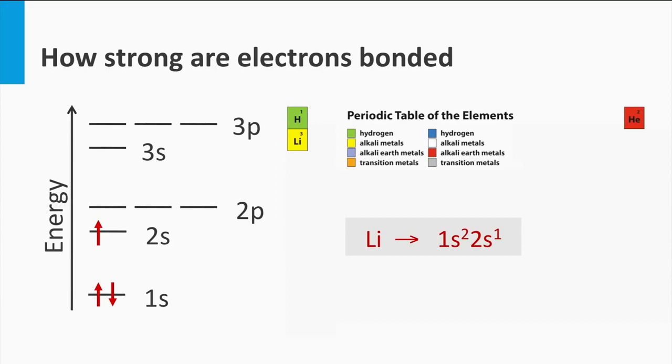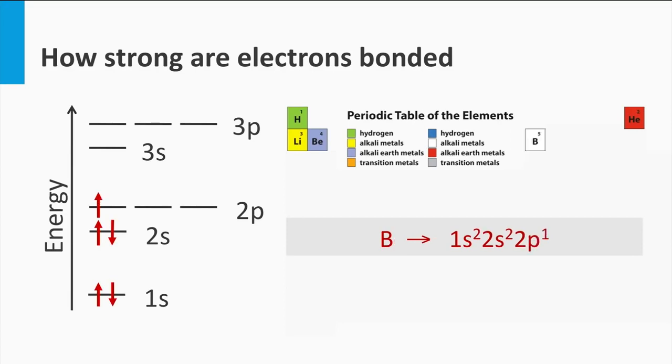The next element in the periodic system is beryllium, which has 4 electrons in the orbit around the nucleus. These 4 electrons fully fill up the 1s and the 2s electronic states. The next element is boron. It has 5 electrons in orbit and can fill up to 1 electron in the 2p state and has a total of 3 electrons in the second shell.